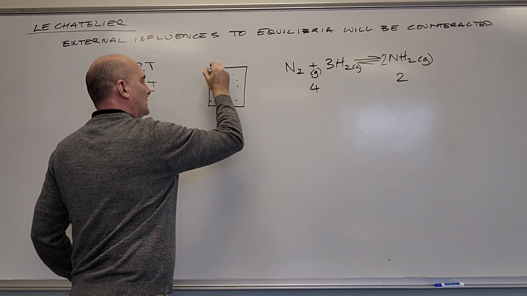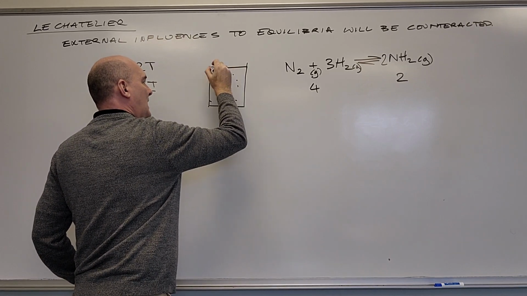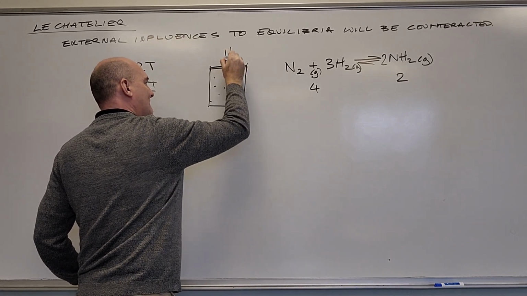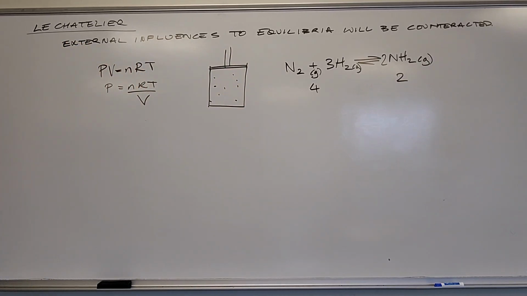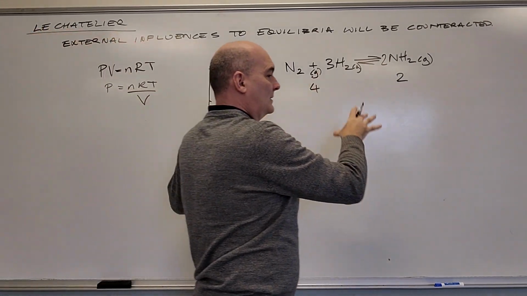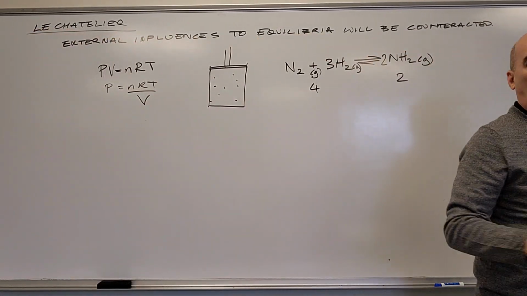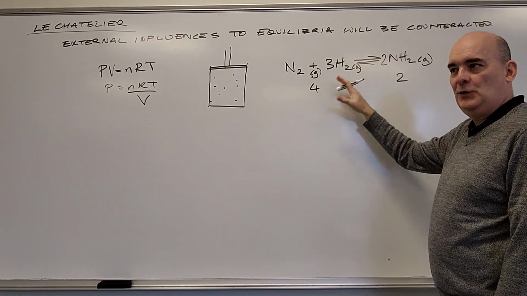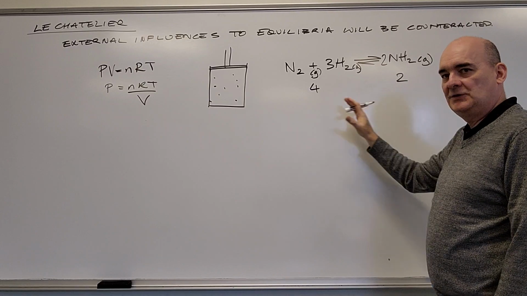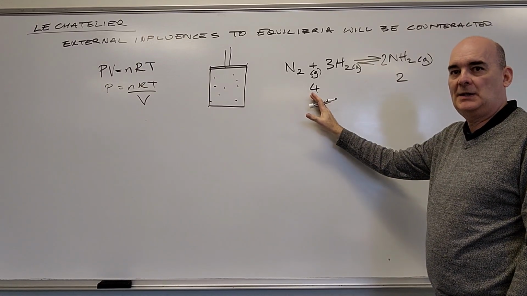The gas is in this container. The container is a piston, so I can change its volume. It has settled at equilibrium, where the nitrogens and hydrogens have turned into ammonias, and for every new ammonia that is made, some ammonia turns back into nitrogen and hydrogen.